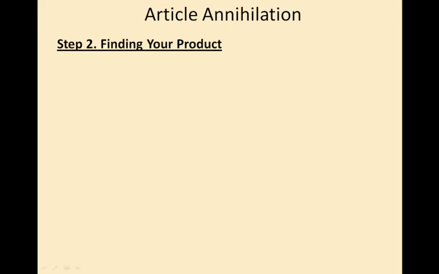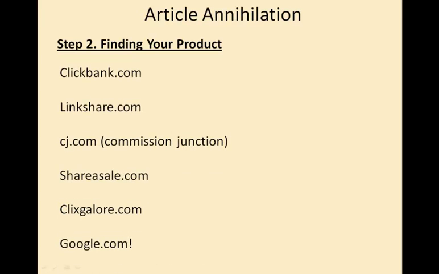Now step 2 is finding your product. These are some of the places that I would recommend. Once again, clickbank.com at the top there. A website that's really cool is called linkshare.com as well. commissionjunction.com has a wide variety of affiliate products, as does ShareASale and ClicksGalore, and some of those do have a little bit of CPA, cost per action, products in there as well, but that's not really what we're going to be focusing on.